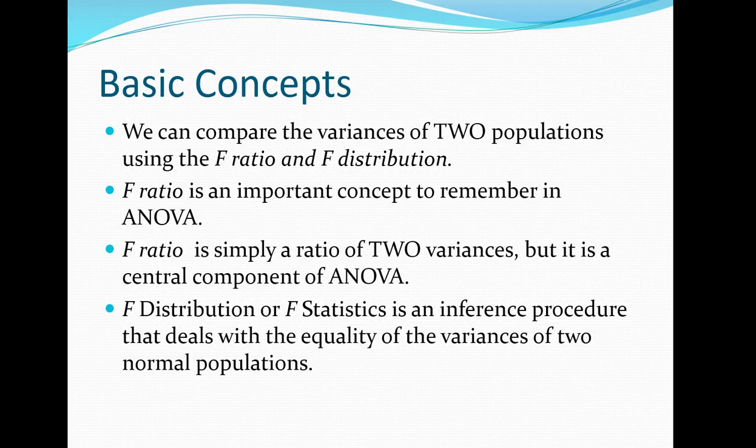It is a test for the equality of the variances of two normal populations. Normal means it has a normal distribution.